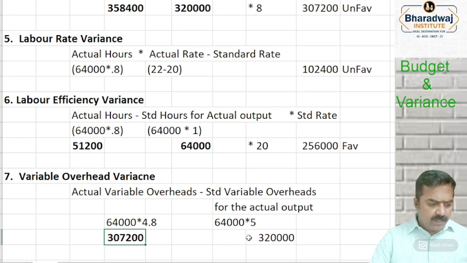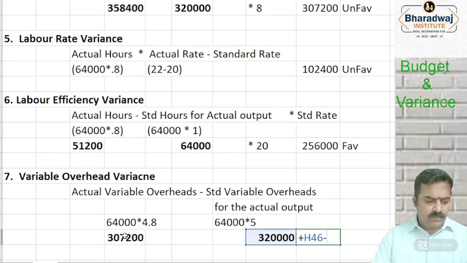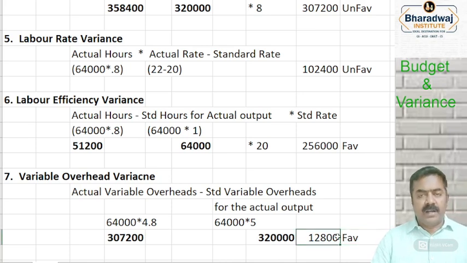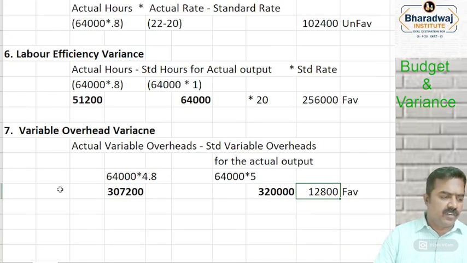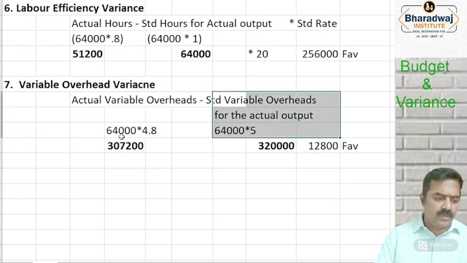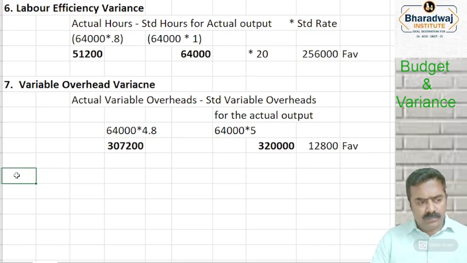This is actually spent, this is allowed. So favorable or unfavorable? Favorable. We spent less. When you spend less, it is favorable or unfavorable? Favorable. Actual variable overheads minus standard variable overheads for actual output. This is variable overhead variance.